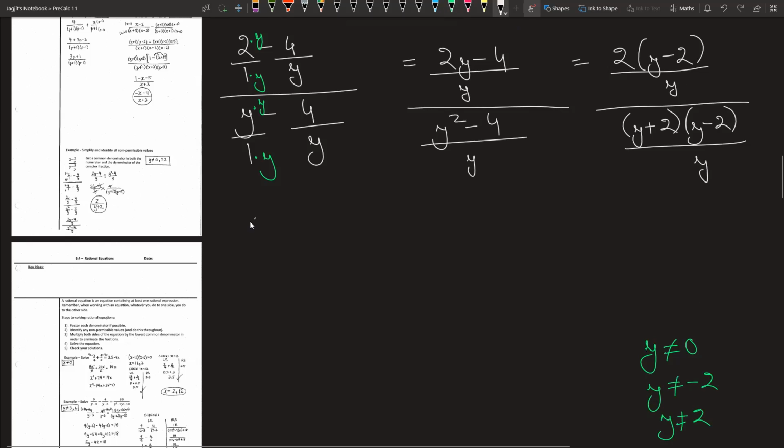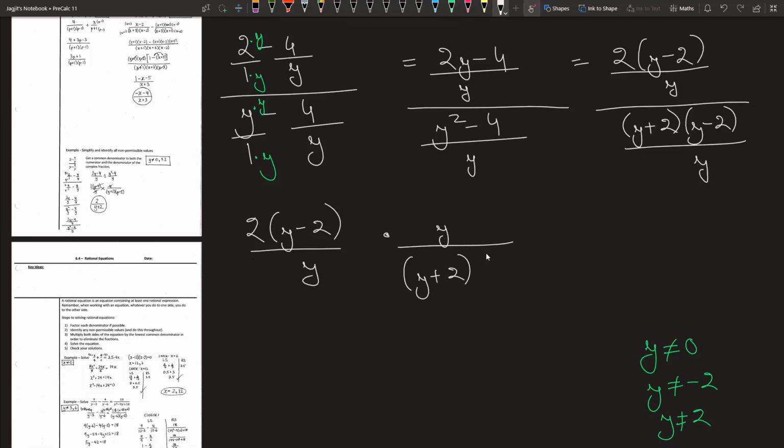Good. And now we will simplify this. It will be 2 times y minus 2 over y. And rather than this big division, I'm going to make it multiplication. And then you flip the terms. So y goes at the top, and y plus 2 and y minus 2 comes at the bottom.